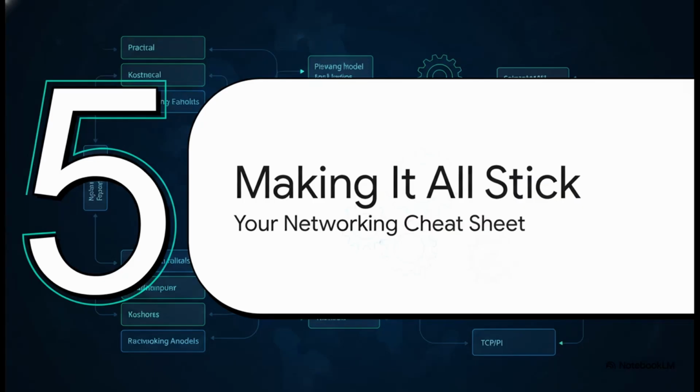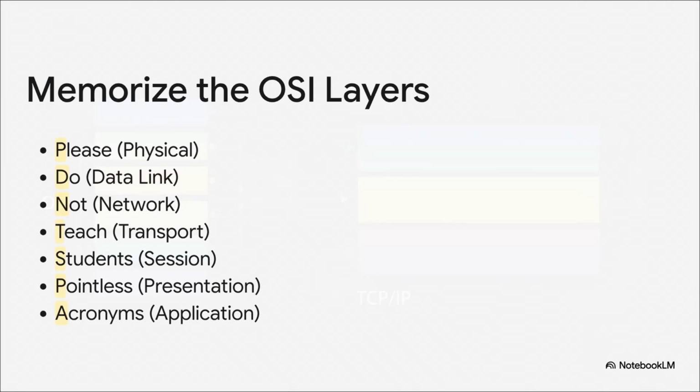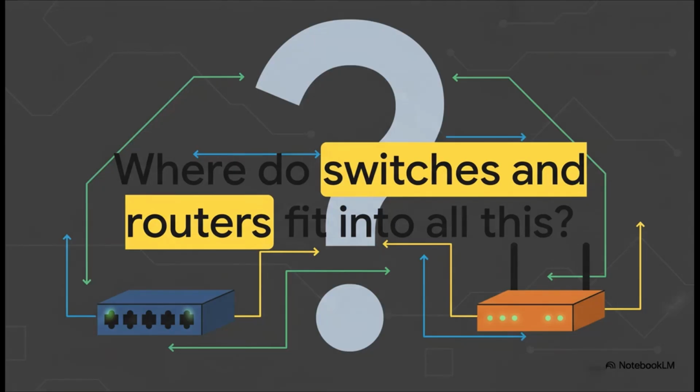All right, I know that was a ton of theory, so let's wrap this all up with a couple of practical takeaways to help you lock this stuff in, both for your exams and just for your career in general. First off, you absolutely have to know the 7 OSI layers by heart. Here's the classic mnemonic that everybody uses, going from the bottom up, layer 1 to layer 7. Please do not teach students pointless acronyms. That's physical, data link, network, transport, session, presentation, application. Seriously, it's a lifesaver.